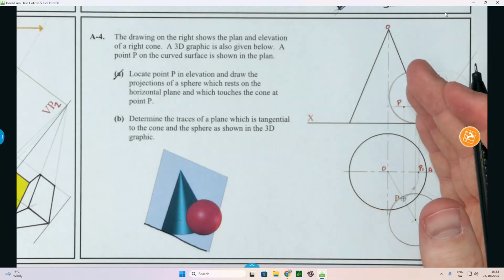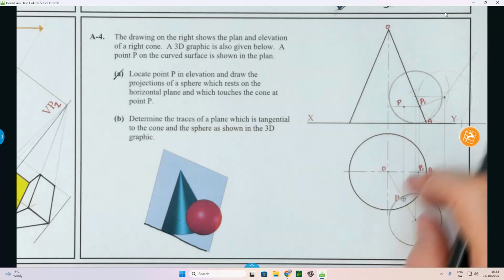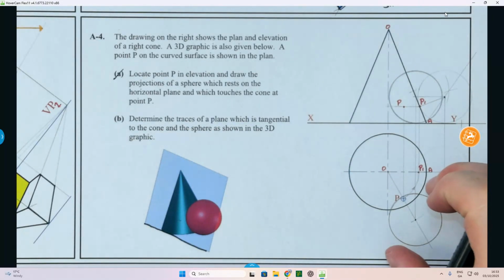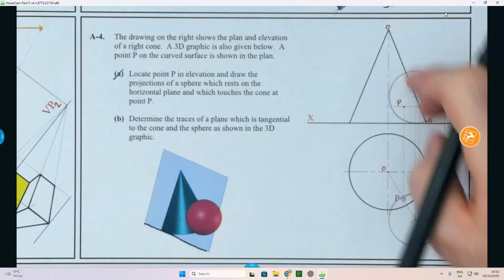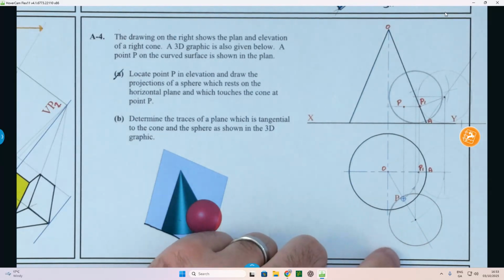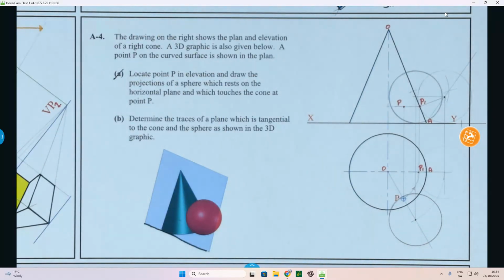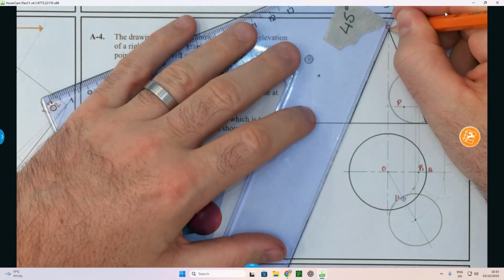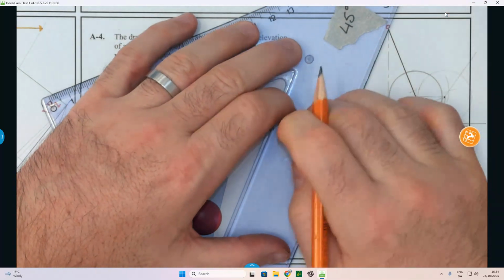Now, how do I find that? The only way I can find that is it's going to have the same slope as the cone. But I need to imagine I take a cone that has the same angle as the original cone and put it over the top of the sphere. That's the only way I can draw in that tangential trace, the horizontal trace. So, in elevation, I need to represent the slope of the cone. No need to draw a full cone.